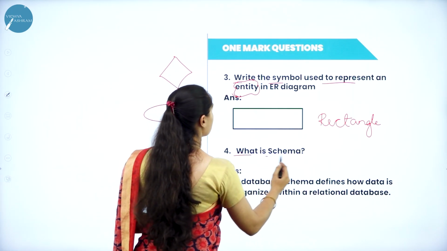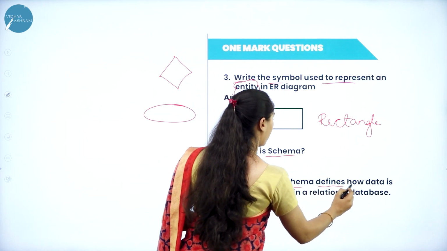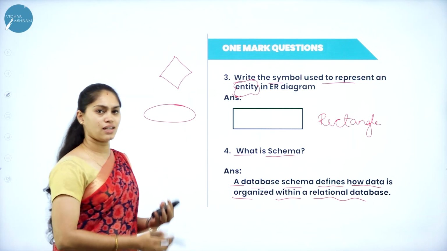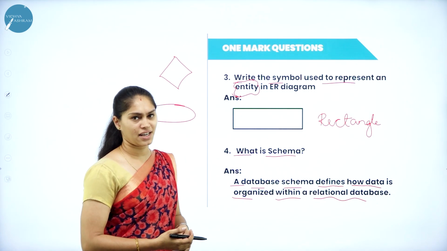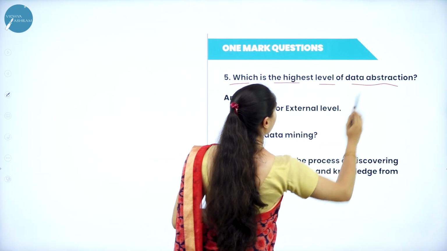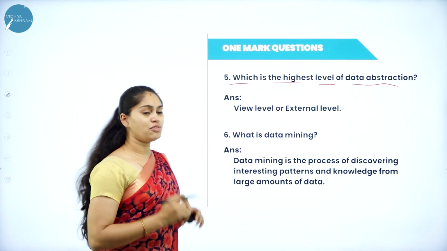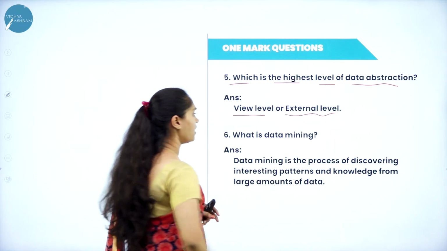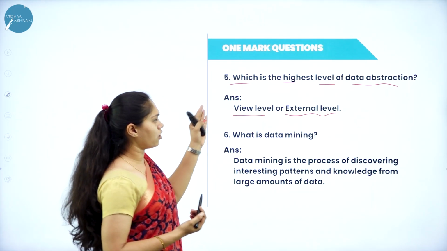Then what is schema? What do you mean by schema here? A database schema defines how data is organized within a relational database. In our DBMS, how the data is organized will be considered as what? Database schema. Next, which is the highest level of data abstraction? We have 3 levels of data abstraction. In that, which is the highest level here? That is the view level or external level. View level or external level is the highest level of abstraction.